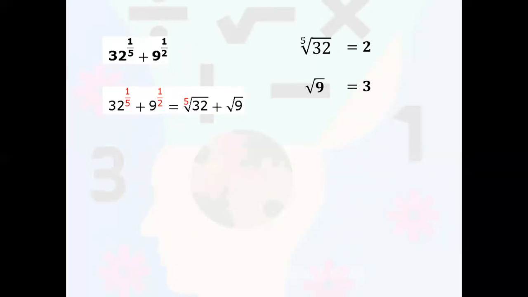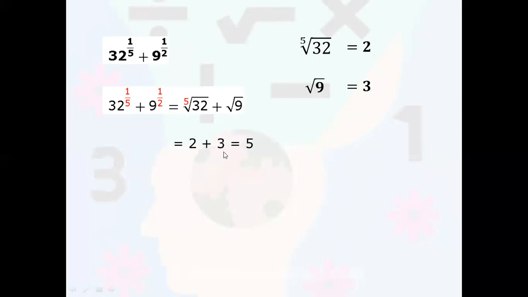Now, which number multiplied 5 times is going to give me 32? By now you must be very familiar. Which number multiplied 5 times gives me 32? It's 2. If you multiply 2 5 times, that will give you 32. Or you can draw the prime tree and find it out, no problem in that. And which number multiplied 2 times will give me 9? Of course 3, because 3 multiplied 3 is 9. So you solve this.